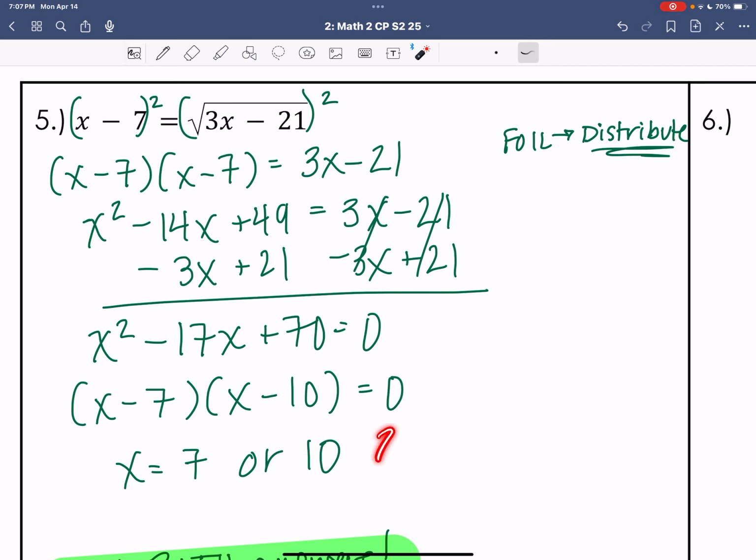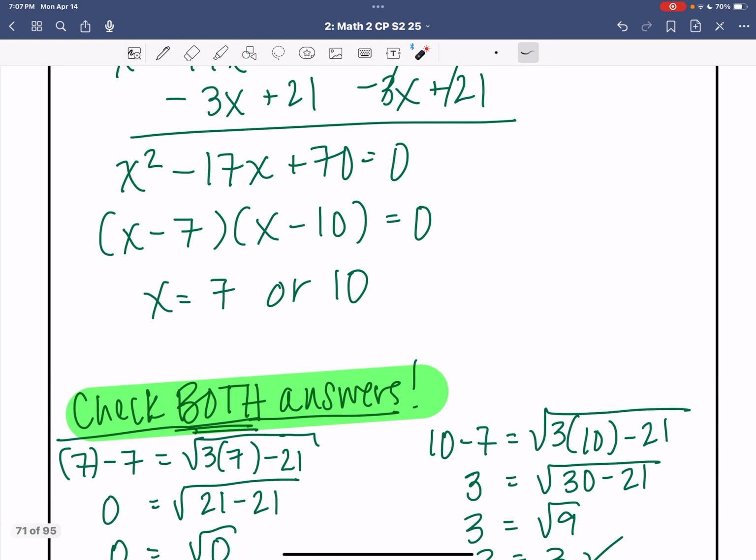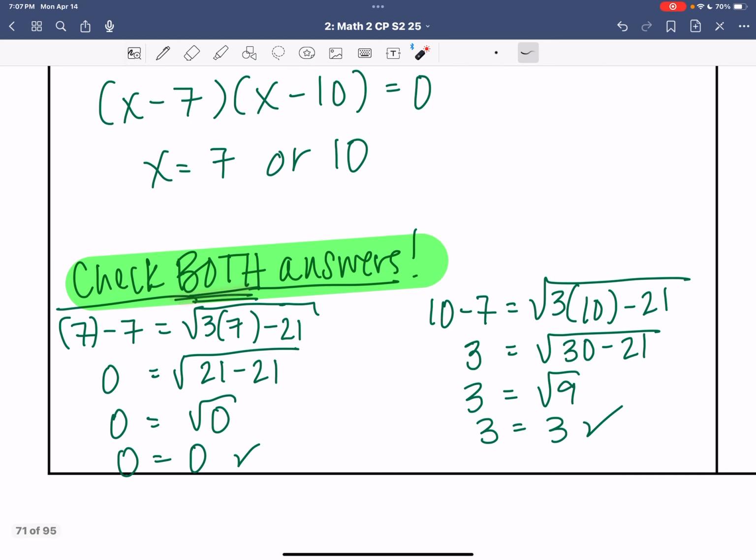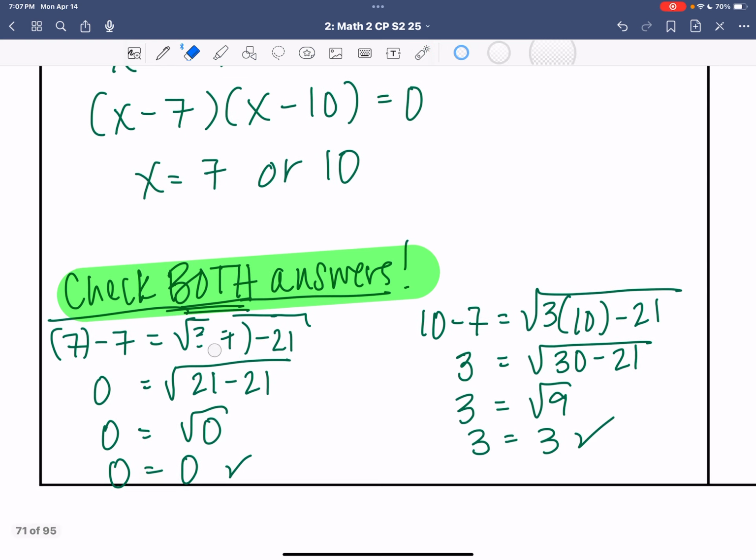But now we need to know, are these really the solutions? So you have to check both answers. Wherever we see x, we're going to substitute in 7. So 7 minus 7, well, that gives you 0. And then here, oops, I did it again. Just like Brittany. Okay, so here gives you that, and then bring this down. So 21 minus 21 gives you 0. Square root of 0 is 0. So we have a true statement. So far, 7 works out.